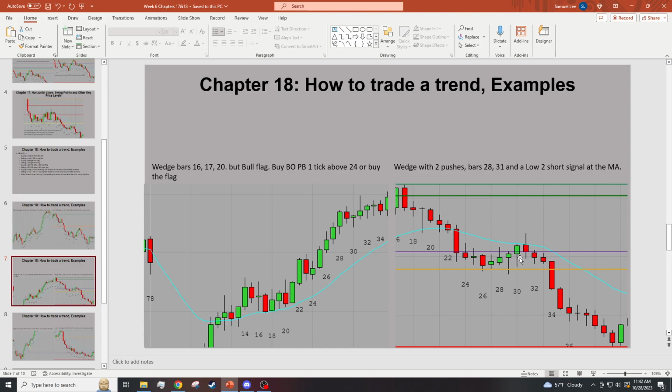And then for the bear flag, I thought that this was the clearest example that I could get. You have a wedge here. It's 2 pushes, bars 28 and 31, but it also ends up being a low 2 short signal at the moving average.